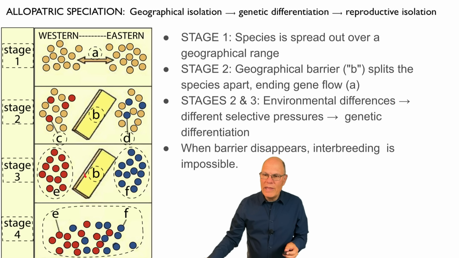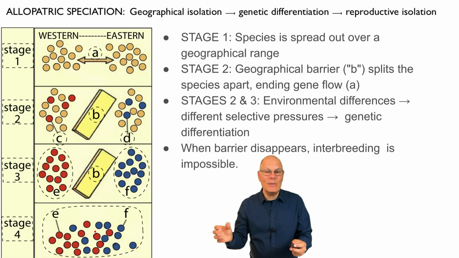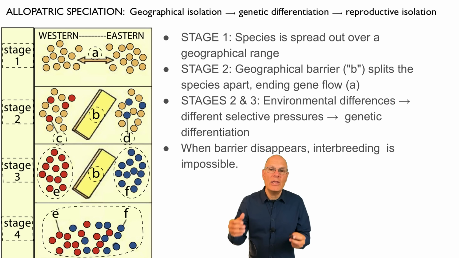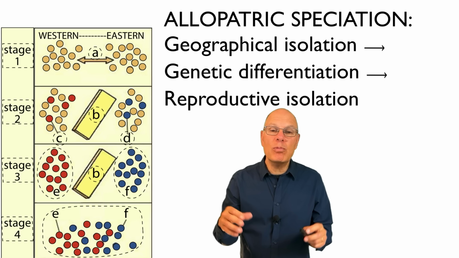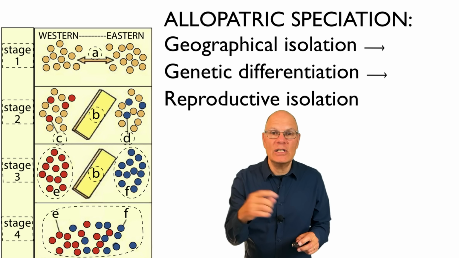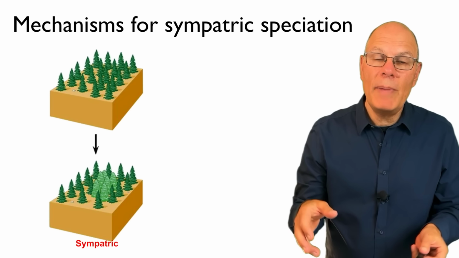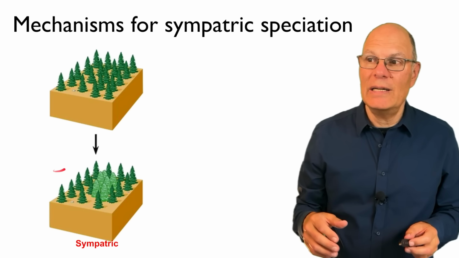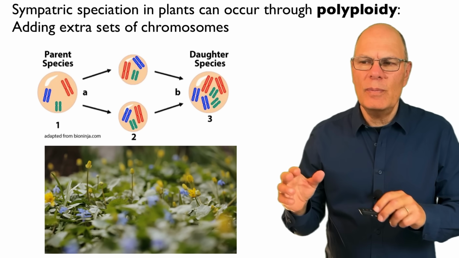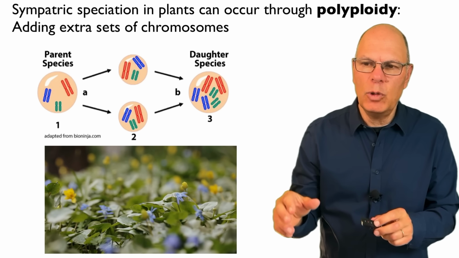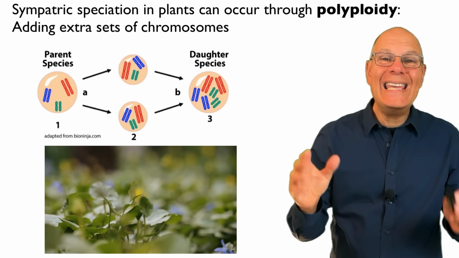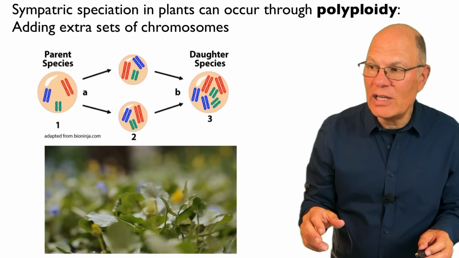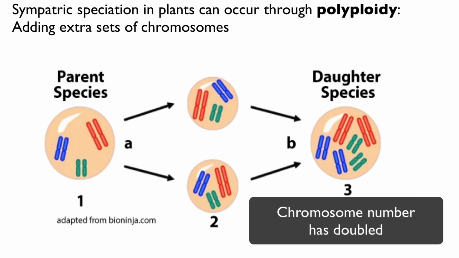And finally, when that barrier disappears, the 2 formerly subspecies have become so different that they can no longer interbreed. They were geographically separated, now they're reproductively isolated by any of the mechanisms that we've just discussed. Sympatric speciation can occur in animals and plants. In plants, there can be sympatric speciation through polyploidy. This can lead to changes in chromosome numbers, causing instant 1-generation reproductive isolation between the newly emerged species and its parent species.